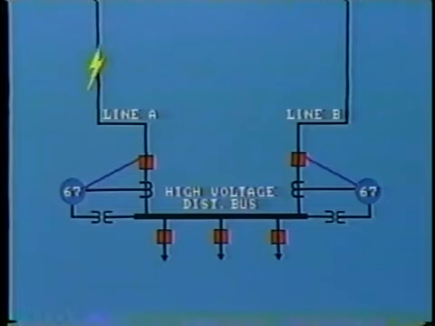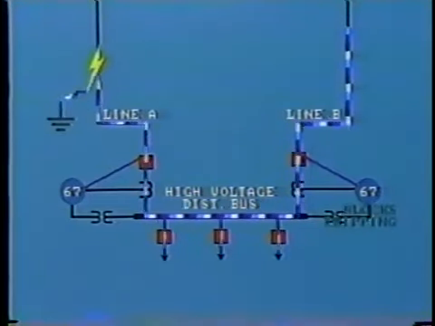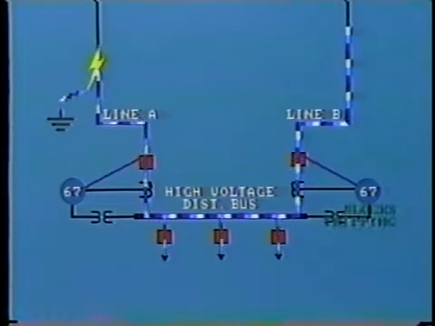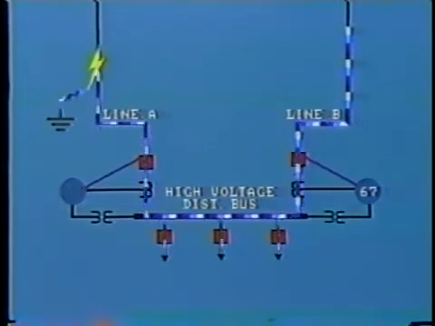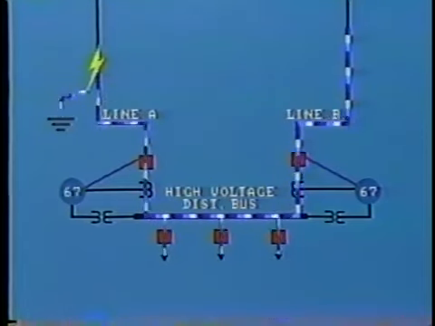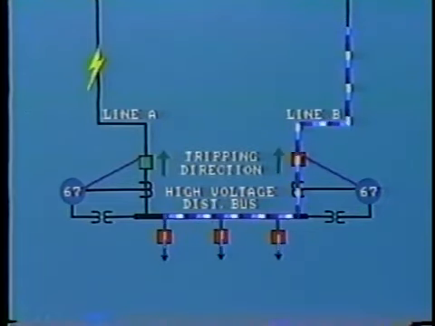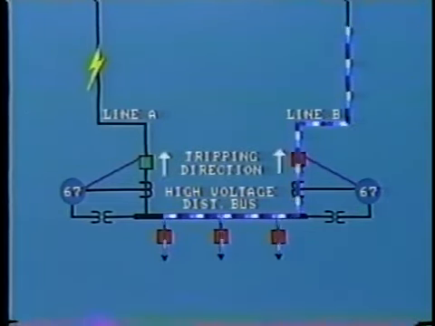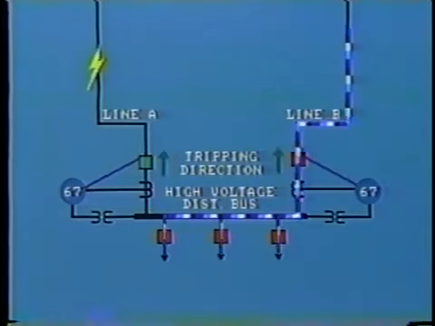Now, with a line A fault, the directional element blocks the overcurrent relay on line B from tripping when current flow is into the bus, but it will allow operation of overcurrent relay A to trip when current flow is out of the bus. For both of these lines, the correct tripping direction is when current flow is out of the bus into the line.